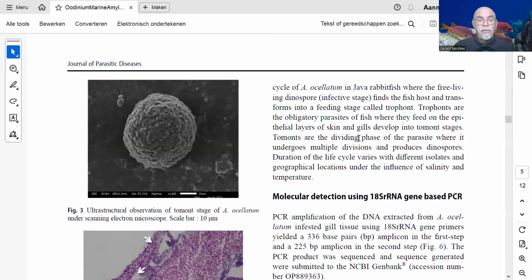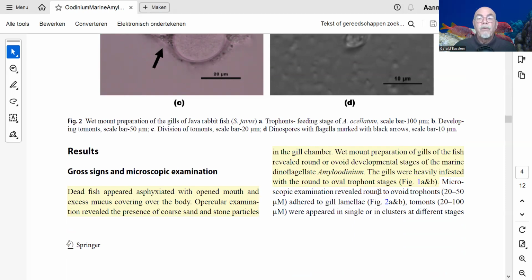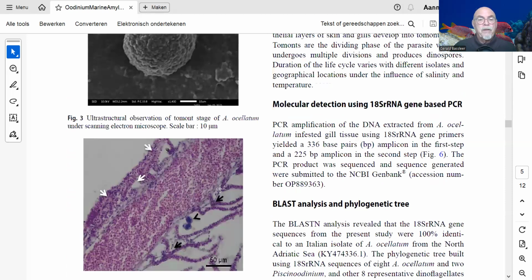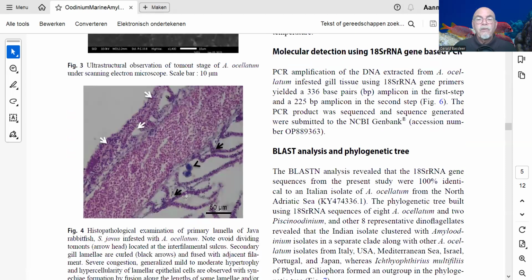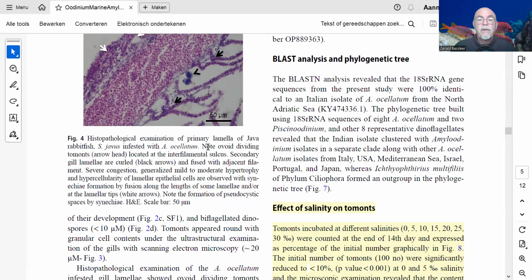Well, the results. They checked the fish, weights were taken, Oodinium were collected, they took samples of the pathological tissue and examined the gills. I will not go into detail, we know they are attached to the gills. If you use a microscope, you know how it looks.